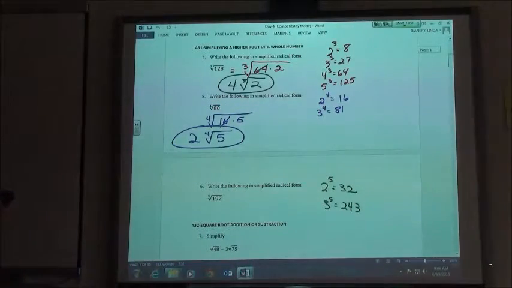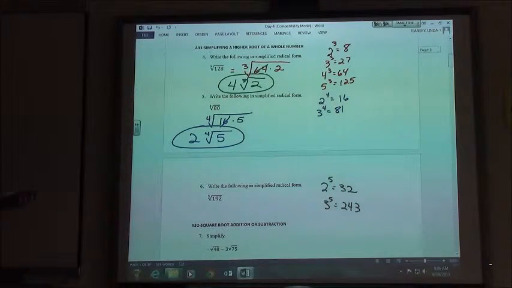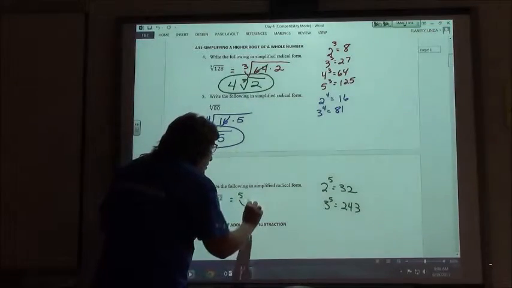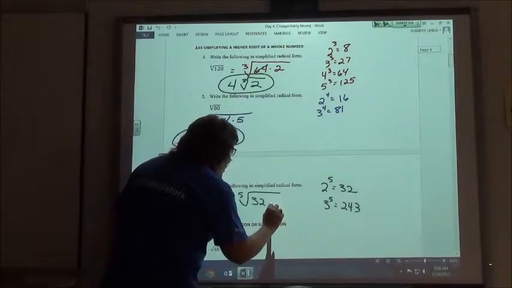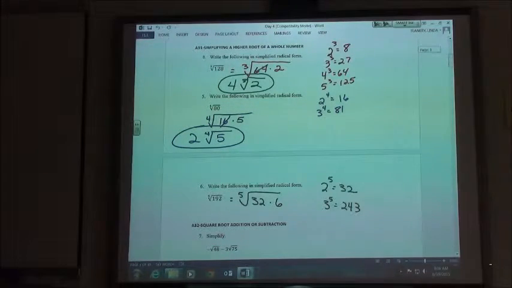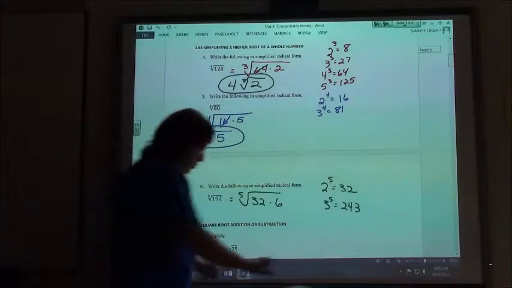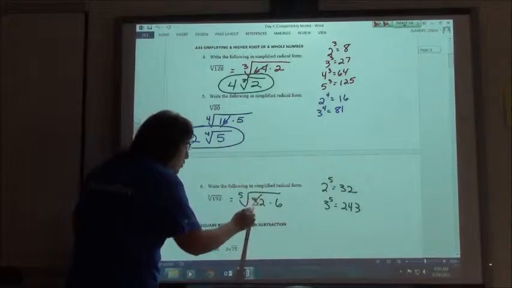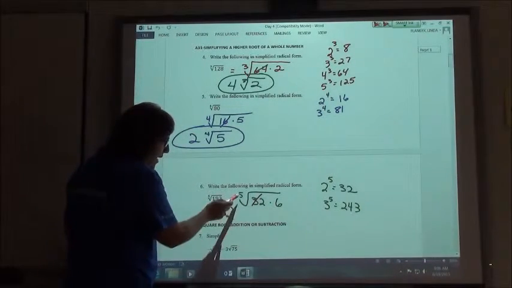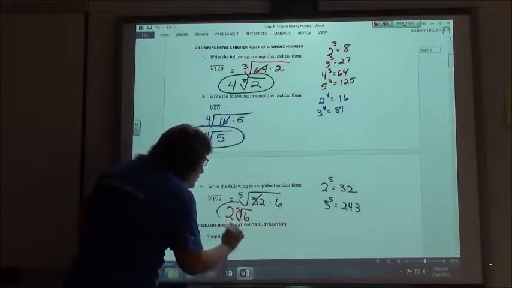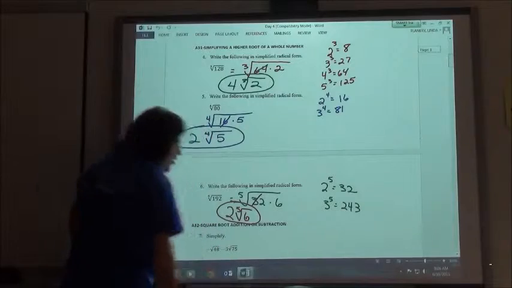If I take 192 and divide it by 32, sure enough, 32 goes in there 6 times. So I'm going to write this as the 5th root of 32 times 6. I'm then going to take the 5th root of my 32. So since 2 to the 5th is 32, the 5th root of 32 is just a 2. What I have left is the 5th root of 6. So 2 times the 5th root of 6 is going to be my answer.